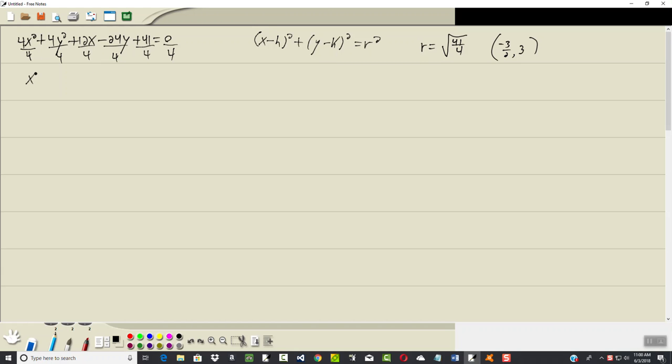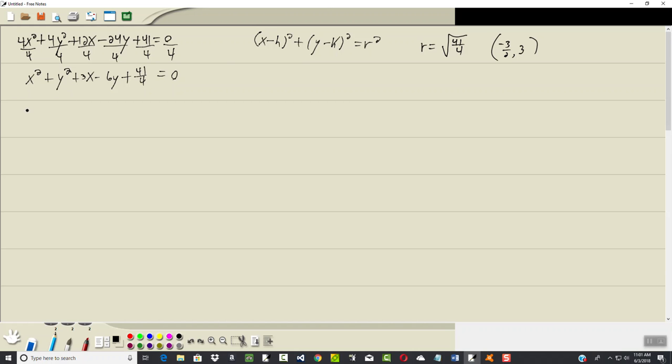So then that gives us x² + y² + 3x − 6y + 41/4 = 0. If it's a circle, you will have the same number in front of the x squared as you do the y squared. If these were different numbers, then it would be a different shape, like an ellipse, which we'll see later on in the course. Or, depending upon the signs, it could be another shape.